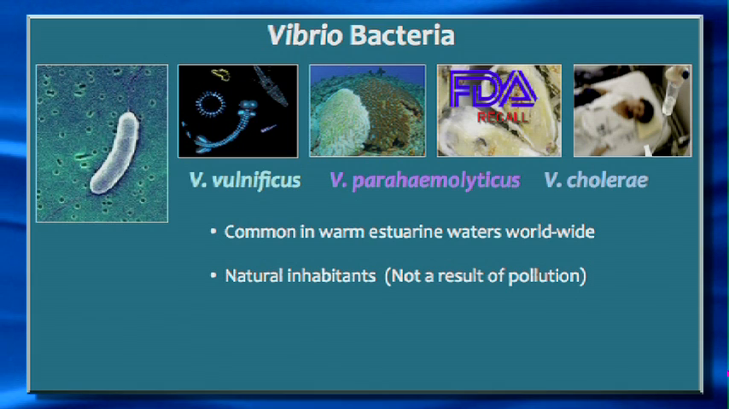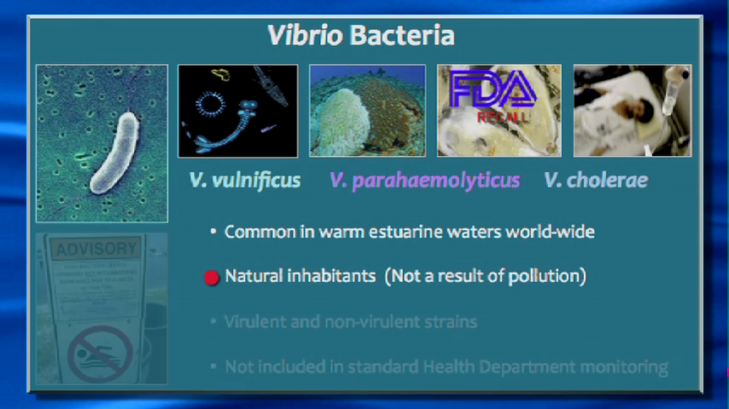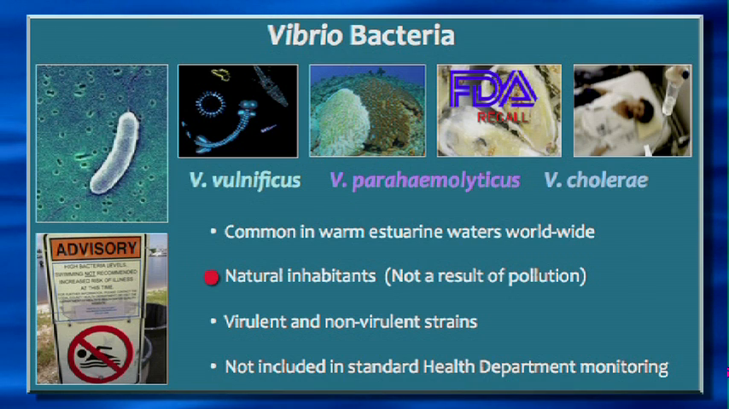And even though these guys are pathogenic to humans, it's very important to understand that they are natural inhabitants of the marine environment. So we aren't putting them in there. They're there naturally. They just so happen to infect us. So they're not there as a result of pollution. And though they are natural, they exist in both virulent or infectious and non-virulent or non-infectious strains. And these guys aren't included in your normal standard monitoring for health departments. So in other words, if you want to look for them in a certain place, you have to go try to find them specifically.